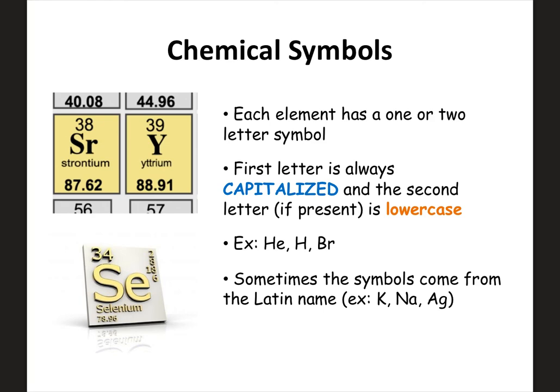Some of these are literally the first letter or the first 2 letters of the name. So they're pretty easy. Like He is helium, first 2 letters. H is hydrogen, first letter. Bromine is Br. So some of them are pretty easy. You might know some of them, but then other ones come from the Latin name. So the letter or the 2 letters have nothing to do with the name. So for example, K, well, that's potassium. Notice that's not even in the word potassium because it's coming from the Latin name. Na is sodium. Ag is silver. So you definitely got to be careful with some of these.